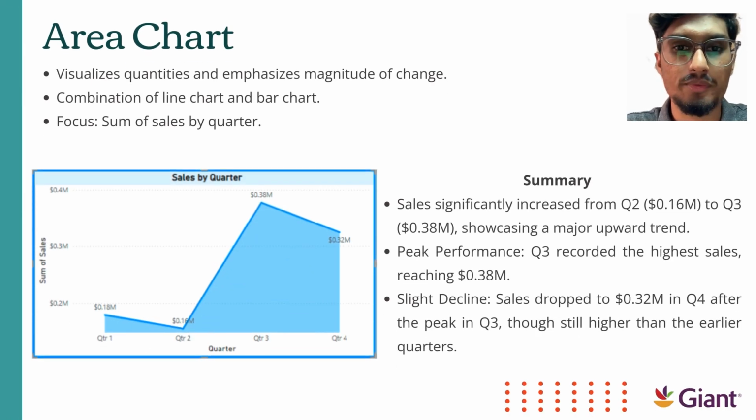The area chart is particularly useful for visualizing quantities and emphasizing the magnitude of change. An area chart is a combination of line chart and bar chart to show the value change over time. This chart is looking at sum of sales by quarter.